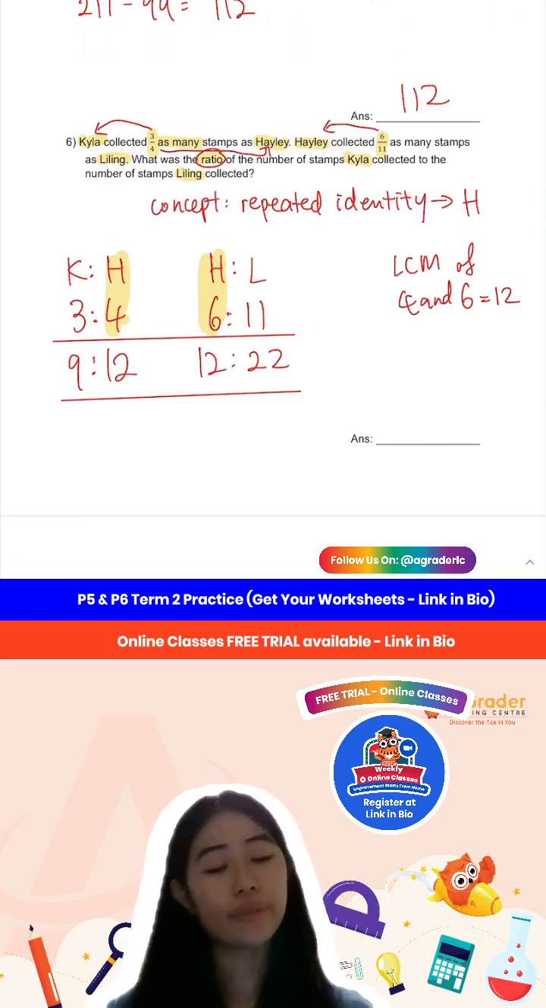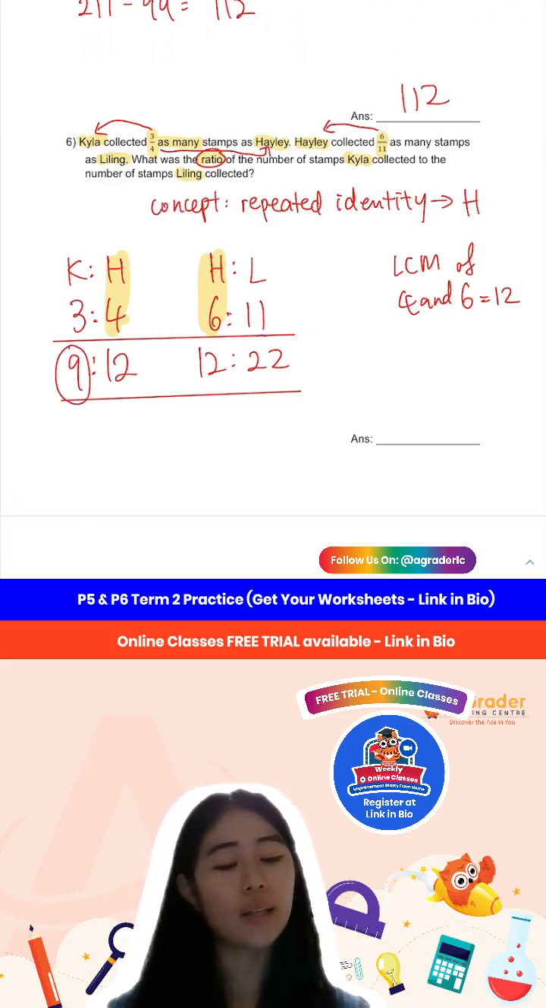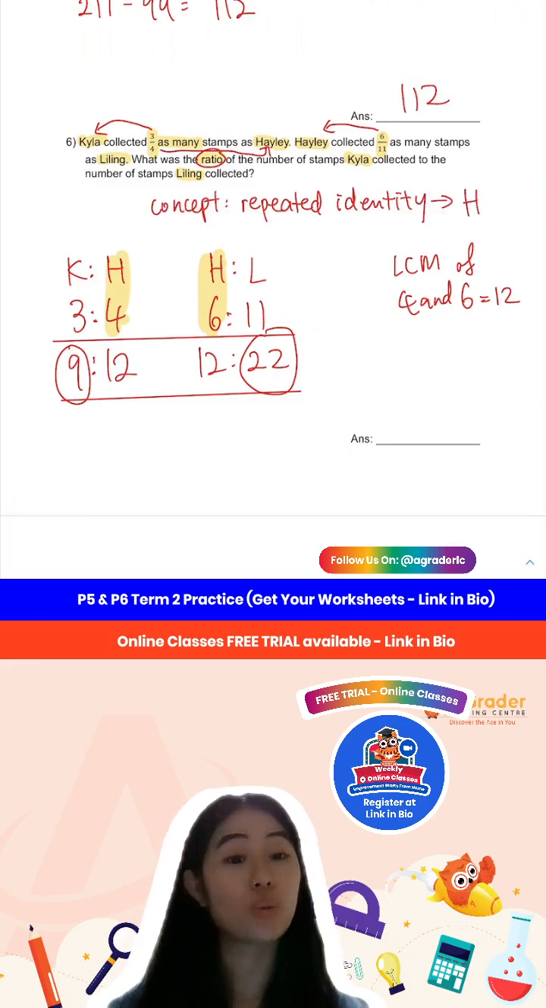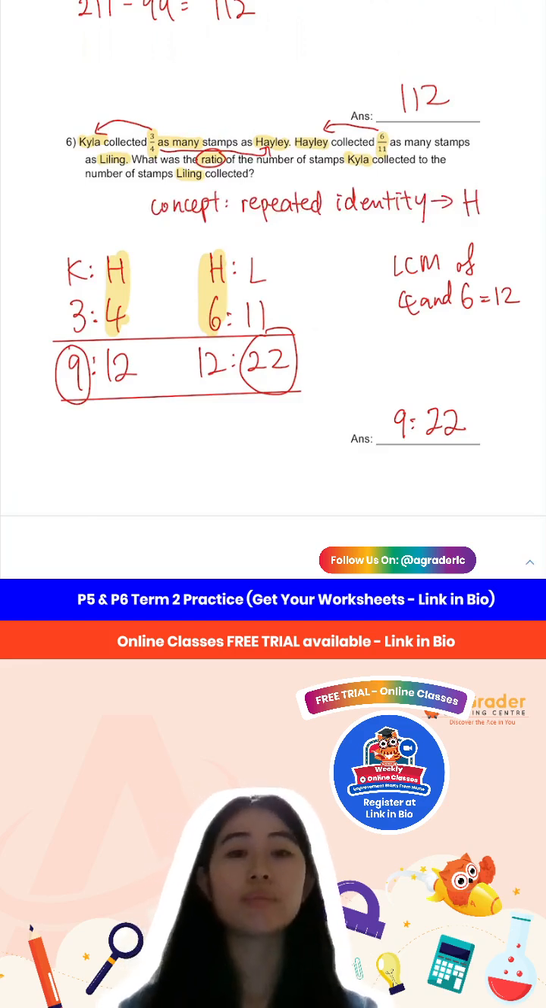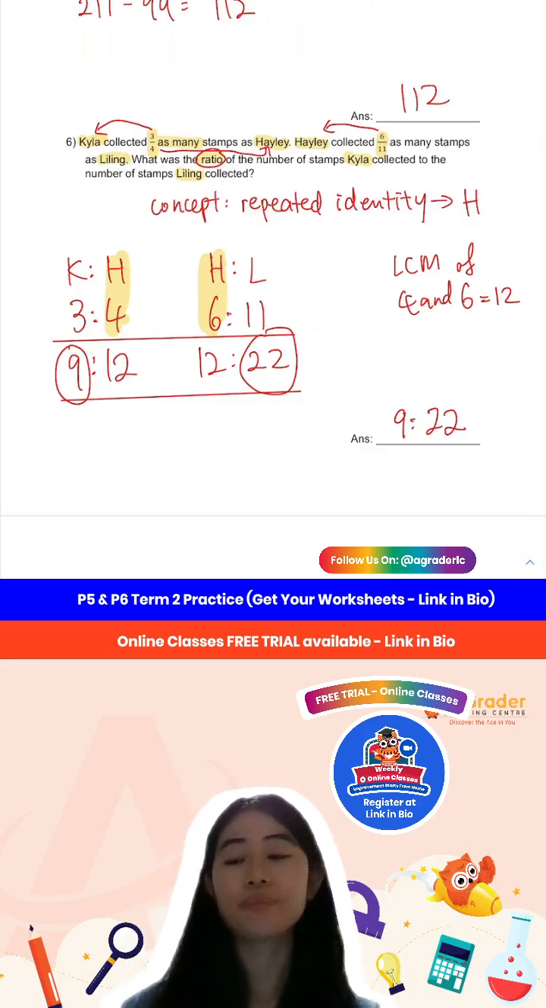Alright, so now that you have this, then you can get the answer already. They want Kyla to Li Ling, right? So Kyla is 9 units. Li Ling is 22 units. So therefore, it's a 9 to 22. Okay, so that's your answer. You do not need to simplify it further. It cannot be simplified anymore. Yes, Jared, your answer is correct.